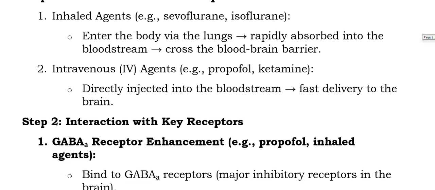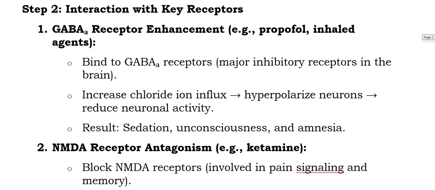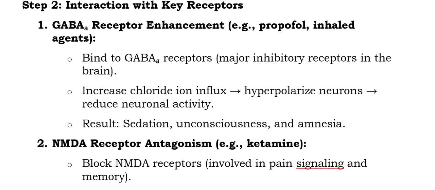A major target for many anesthetics is the GABA-A receptor. GABA, the brain's main calm down signal, right? That's a great way to put it. It's the primary inhibitory neurotransmitter system. Drugs like propofol and the inhaled agents basically boost GABA's effect. They bind to the GABA-A receptor and make it easier for chloride ions, which are negatively charged, to flow into the neuron.